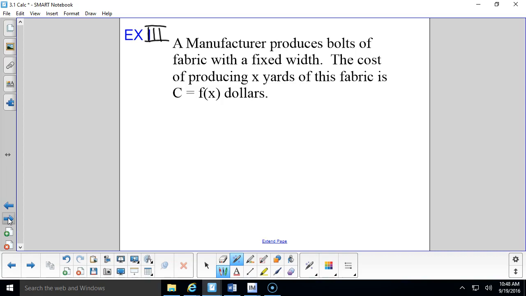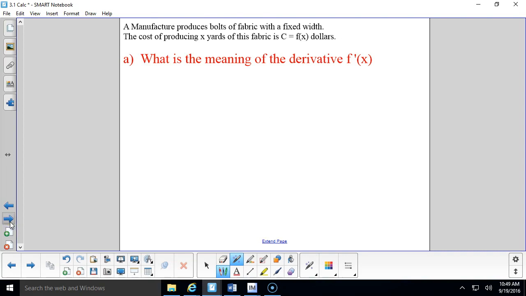So here's kind of a weird example: a manufacturer produces bolts of fabric of a fixed width. The cost of producing x yards of this fabric is C equals f of x in dollars. So you tell me how many yards you've got, and this equation will tell you the cost of producing that much. So the derivative is the rate of change of. So anytime you see this question, the answer is always going to be the derivative is the rate of change of the, and then you simply fill in the blank.